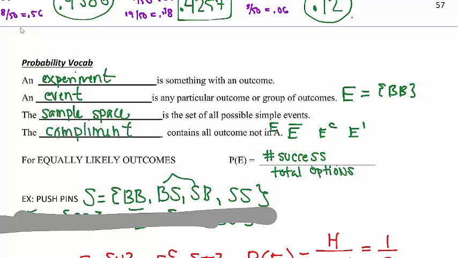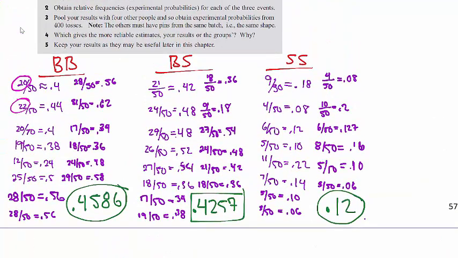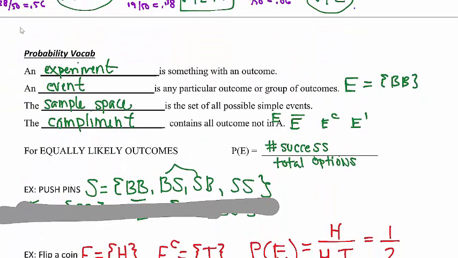And the complement is all outcomes not in A. It's kind of the opposite. The complement of heads is tail. The complement of back, back would be back, side, and side, side. Everything that it's not. And the notation for complement, if this was event E, the complement of it could be E with a line over it, E^C, or E'. You could also say not E. There's lots of ways to write it.